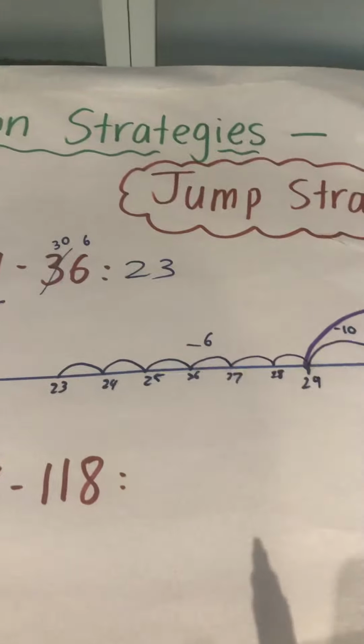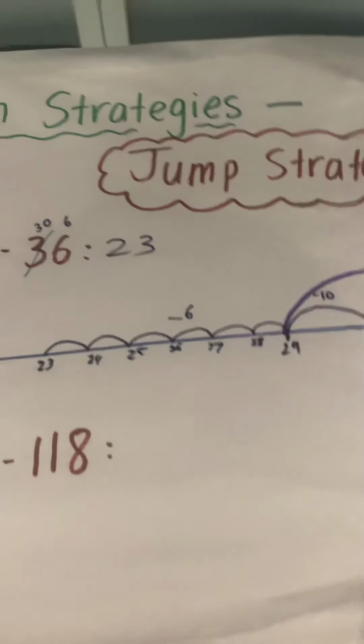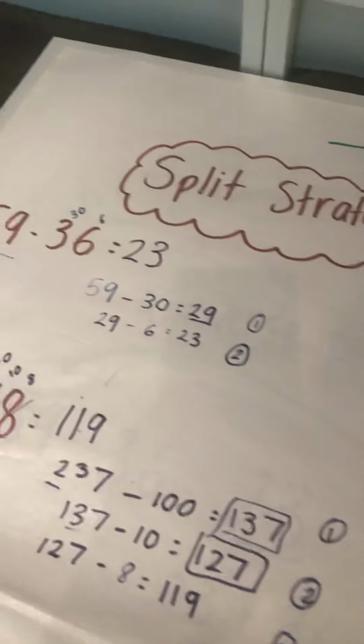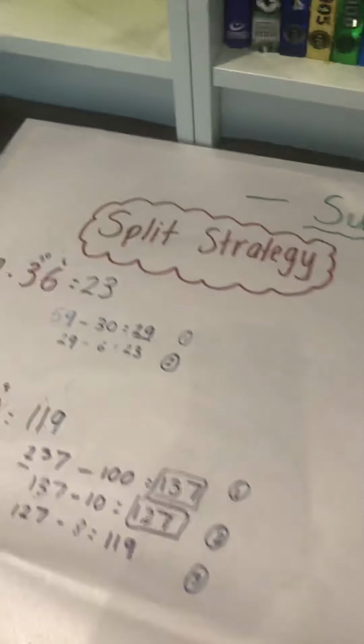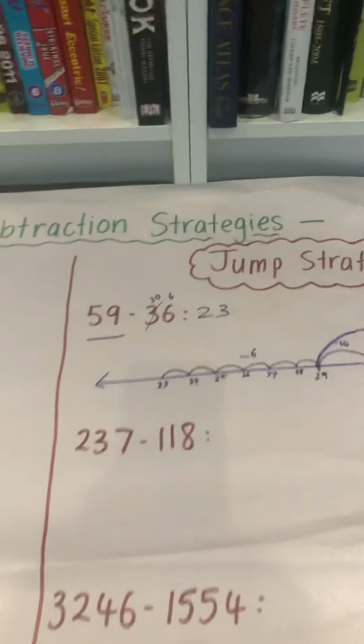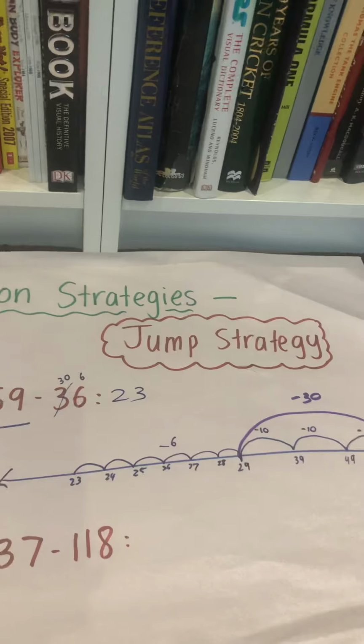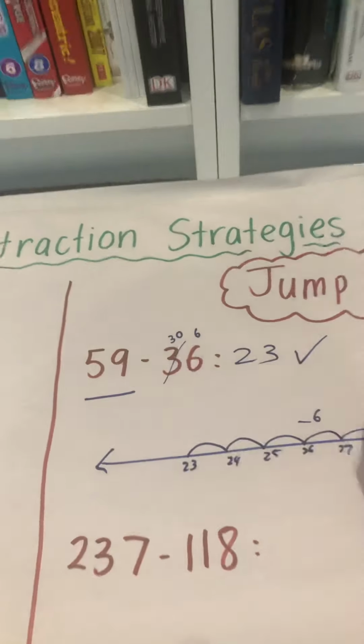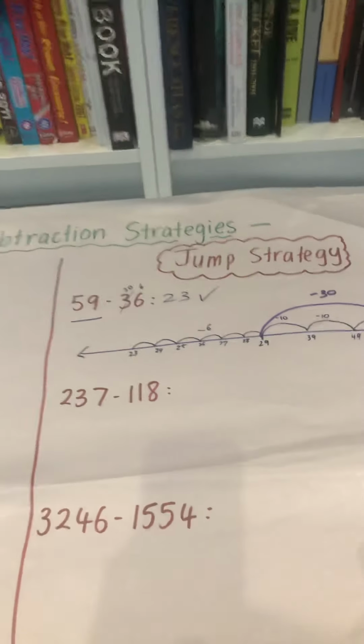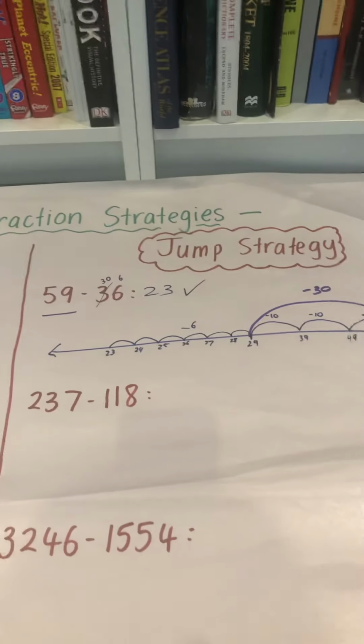Okay. Now, let's have a look at our split strategy. If we got the answer of 23, yes, we did. Okay, so 2 different strategies, both with the same answer, same problem. I'm pretty sure that that should be correct. I will show you in a moment how we can check that with another strategy.